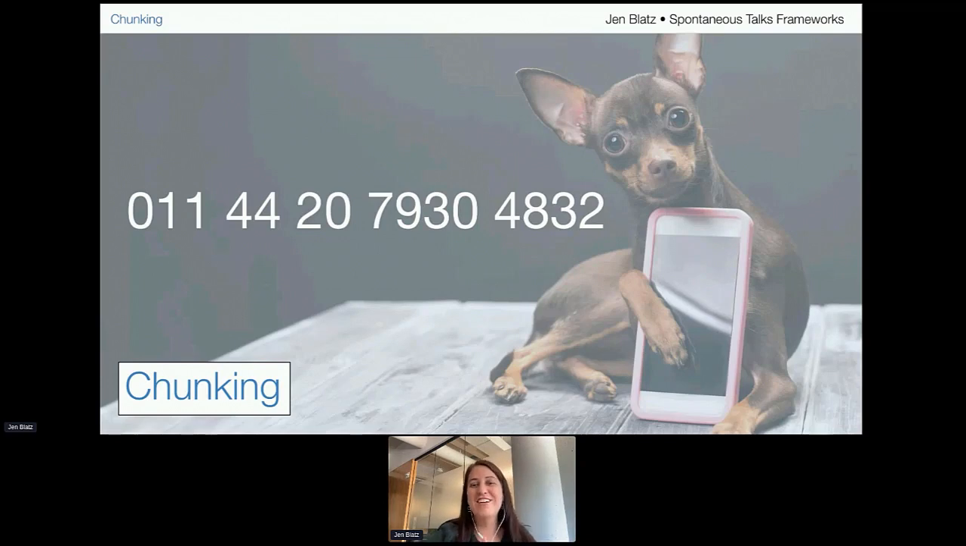So breaking up this phone number like this makes it easier to remember. And that's what spontaneous talks frameworks do as well. They help you break your information into smaller pieces, smaller consumable chunks to help you organize them better and to remember them better.